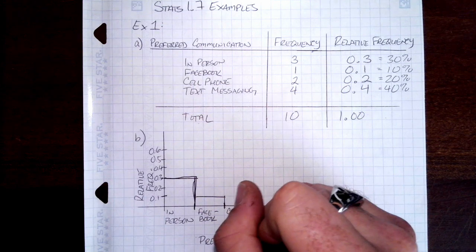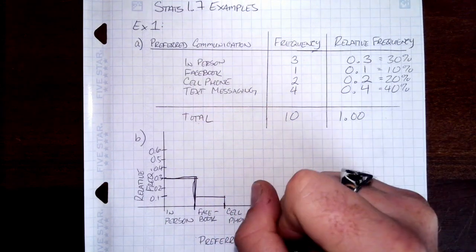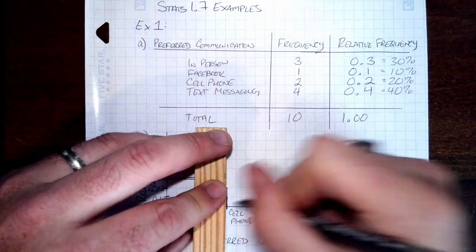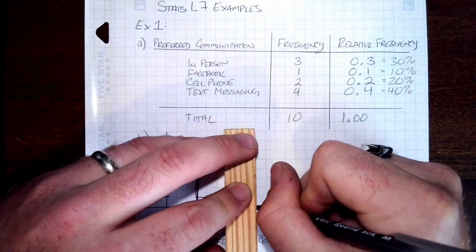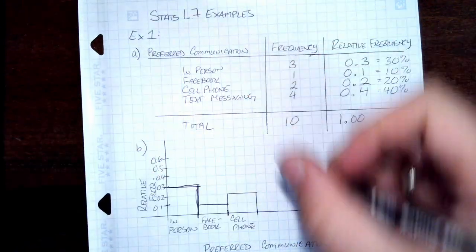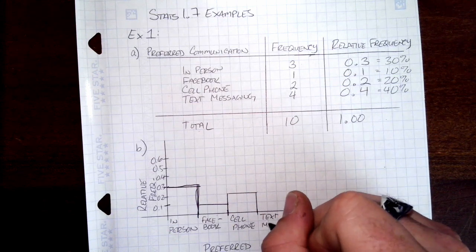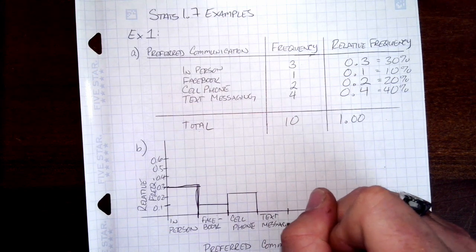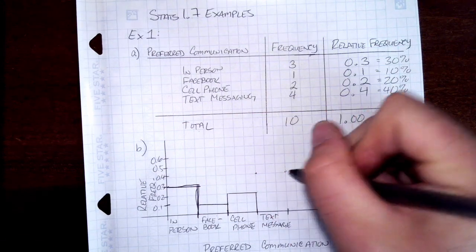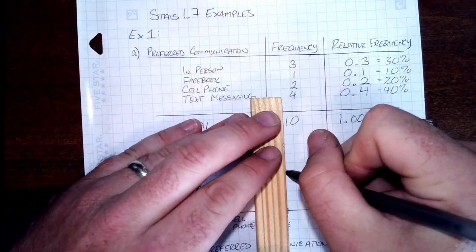Cell phone, we had 2 preferring that. And finally, text message. We had 0.4, or 40% of the population, preferring that as their method of communication.